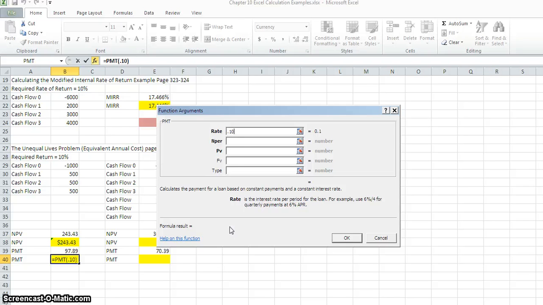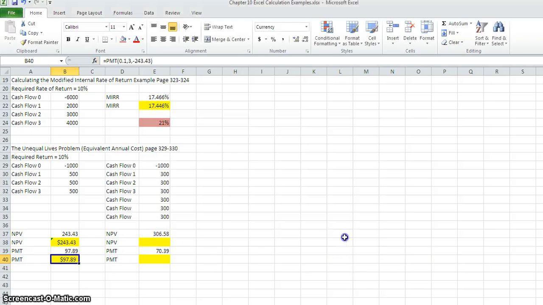Required rate of return in this example is 10%. This project lasted for 3 years. And the present value, we're just going to put it as a negative 243.43, so it comes out as a nice positive and matches up with the book. It says this project would give me an equivalent annual annuity of $97.89.